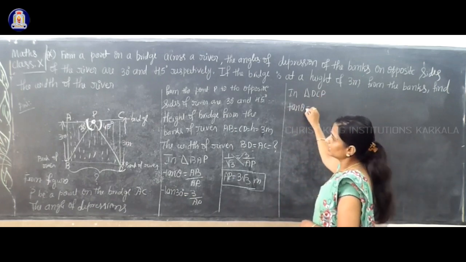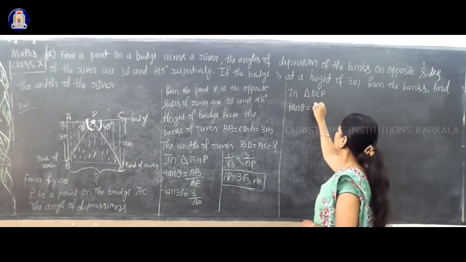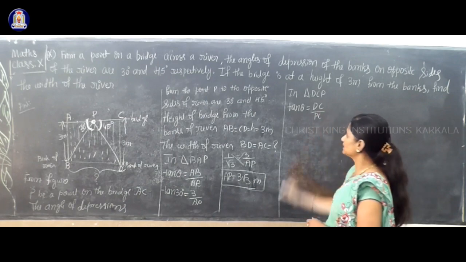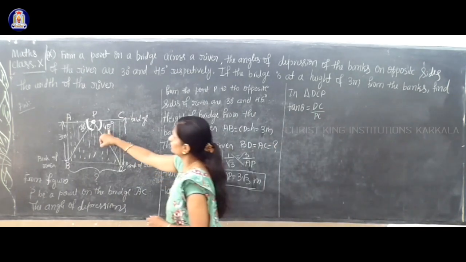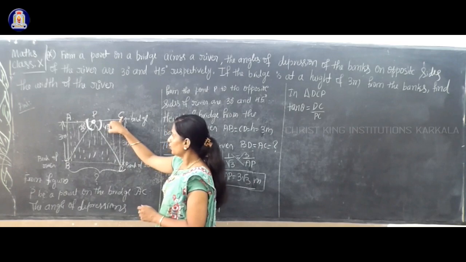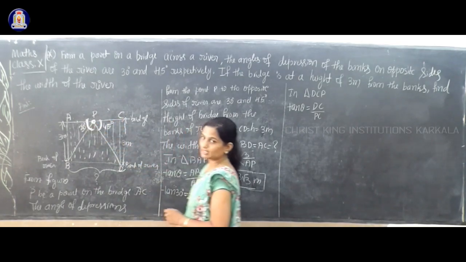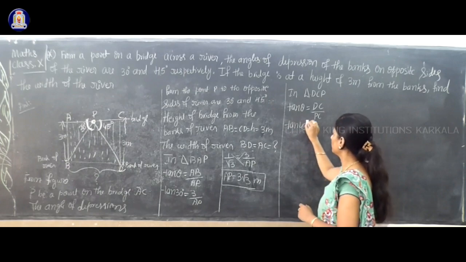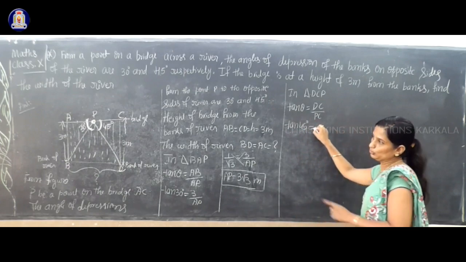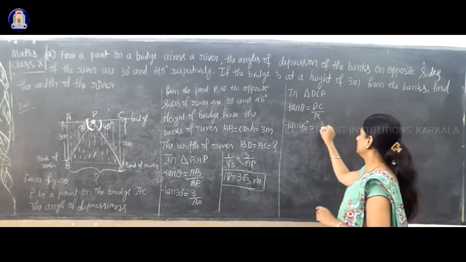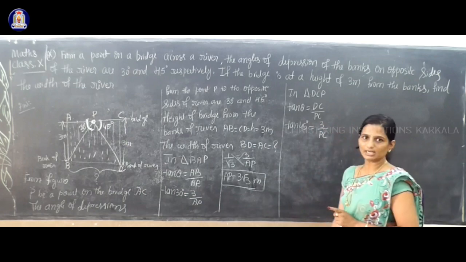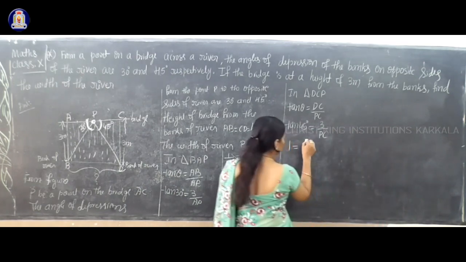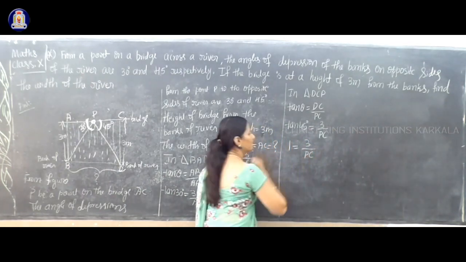Use your tan theta. Tan theta is what? It is DC, the opposite side, over the adjacent side, PC. So tan for this triangle is DC, opposite side, over PC, adjacent side. Now tan 45 degrees is equal to DC, which is 3, divided by PC, which is not given. So tan 45 is 1, equal to 3 divided by PC.